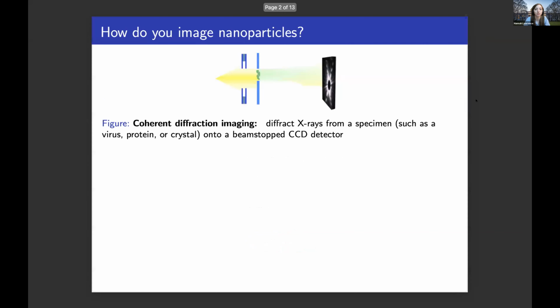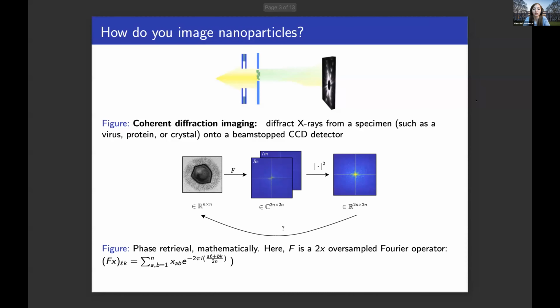And so this is a fairly applied work, and the application that we're interested in is imaging nanoparticles. Specifically, consider coherent diffraction imaging, in which you have some unknown specimen, and from its diffraction pattern, you're trying to recover that specimen. Mathematically, this is the very familiar phase retrieval problem, where you apply a twice oversampled Fourier operator, and then just from the magnitudes and not the phases of that data, you try to recover the unknown specimen. In short, recovery is possible, but highly ill-posed.